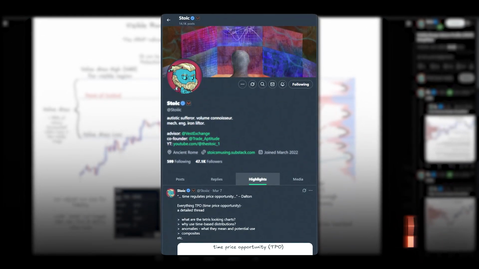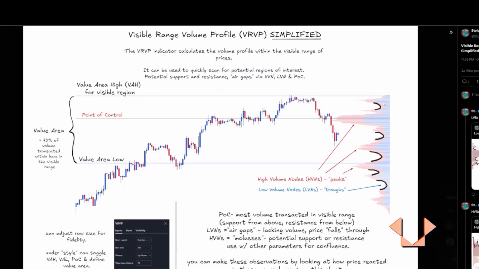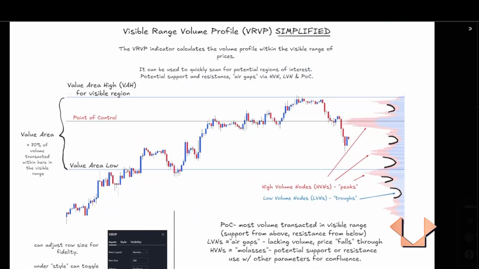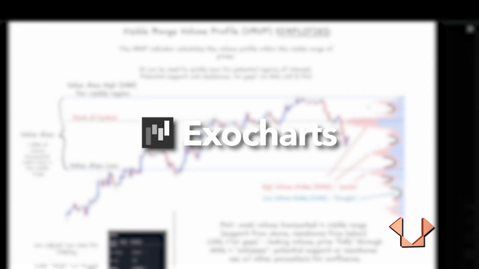The VRVP indicator basically just calculates the volume profile within the visible range of prices that are being shown on the TradingView chart. What I will say is that I use these as general areas. If you're using TradingView, it's not as precise. I would recommend using exocharts if you're looking for precision because it's professional software. If you want more content on exocharts, drop the feedback in the comments.